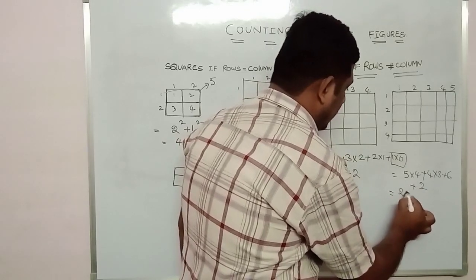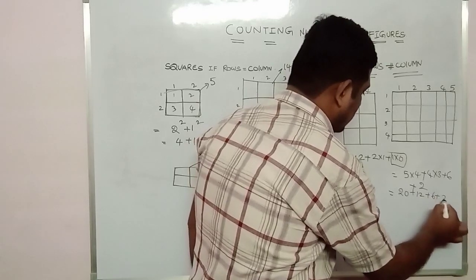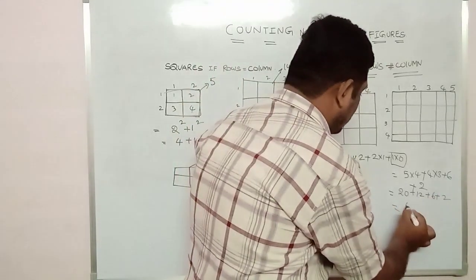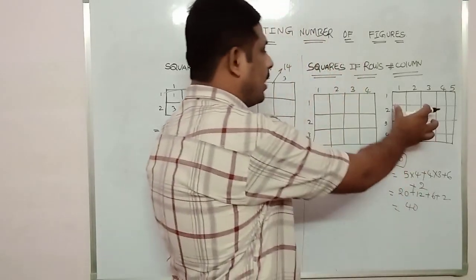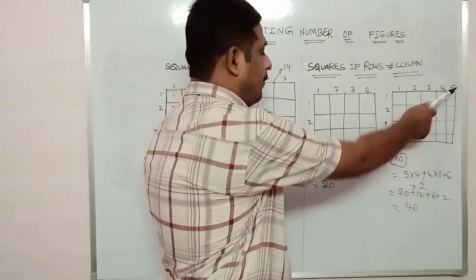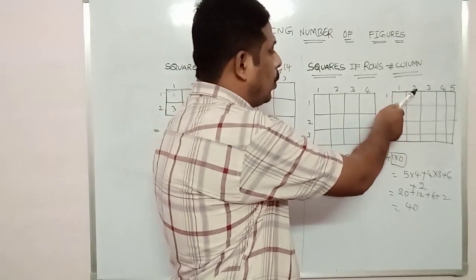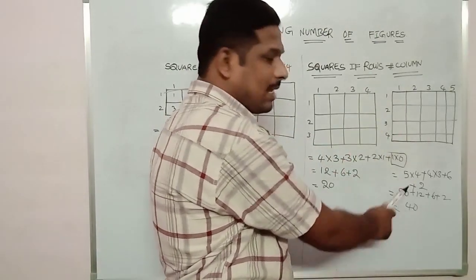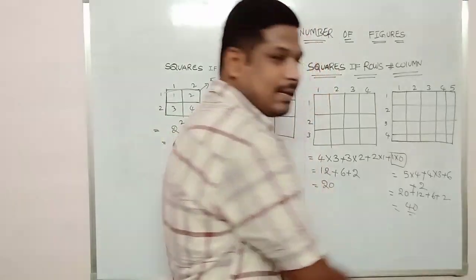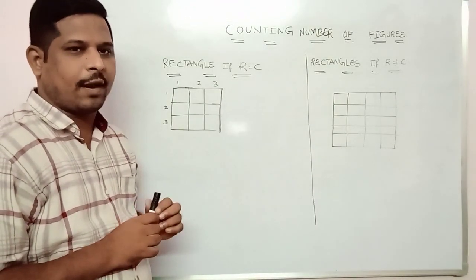Then 20 plus 12 plus 6 plus 2, which is equivalent to how much? 20 plus 20, which is equivalent to 40. So the number of squares in this figure is 40. By using 5 4s are 20, 4 3s are 12, 3 2s are 6, 2 1s are 2, by adding all these things, we are getting 40 as our final result. Just now we discussed how to calculate the number of squares.